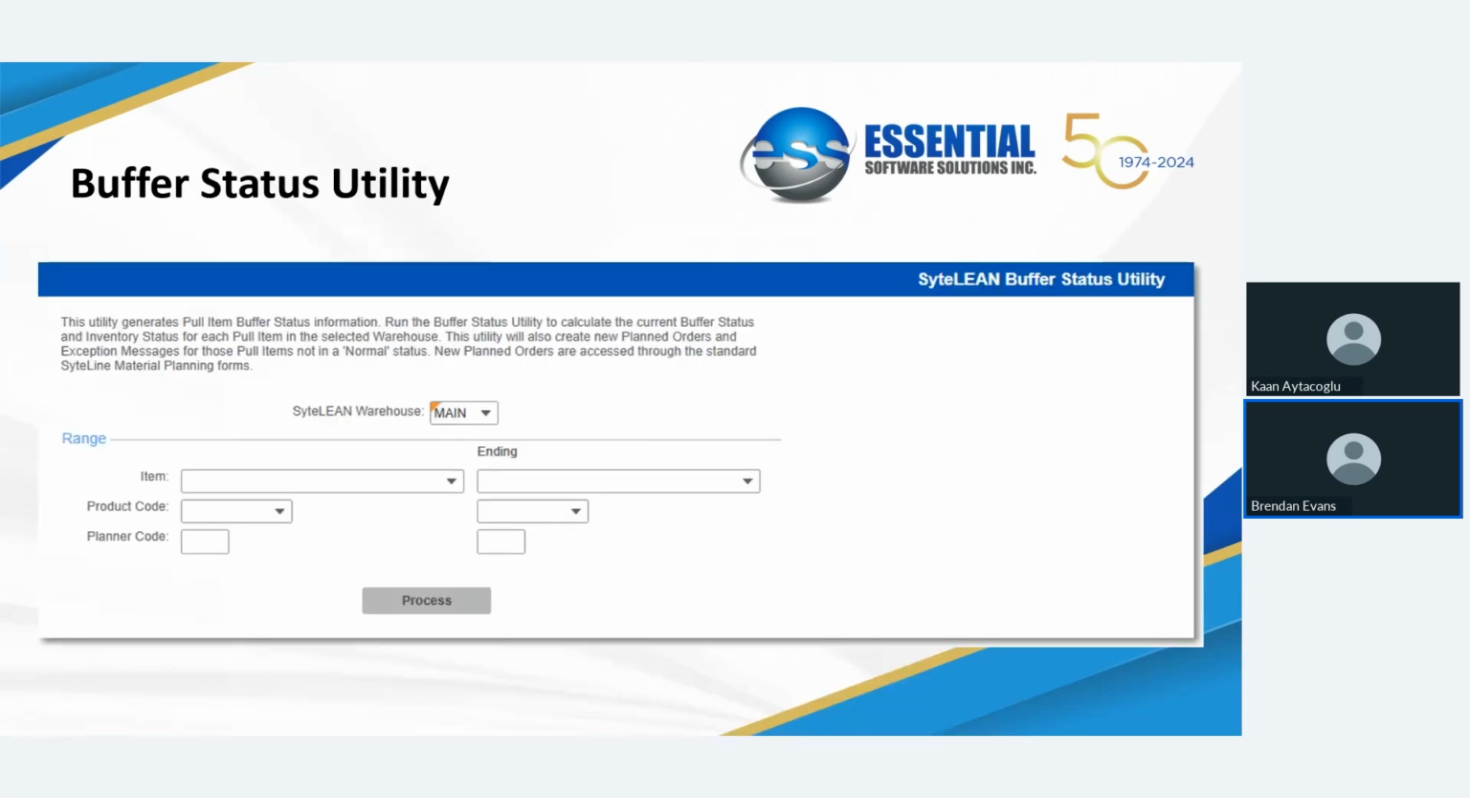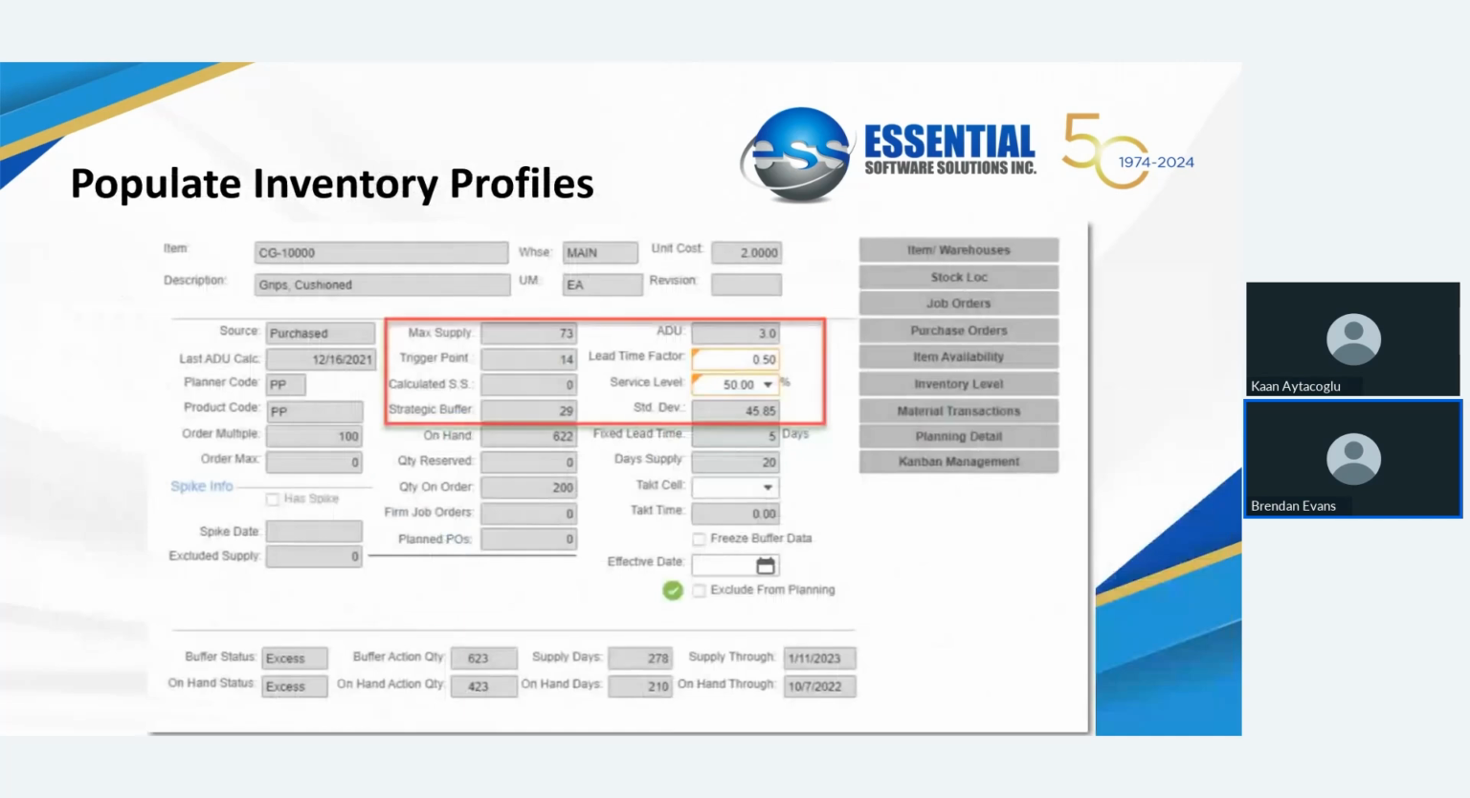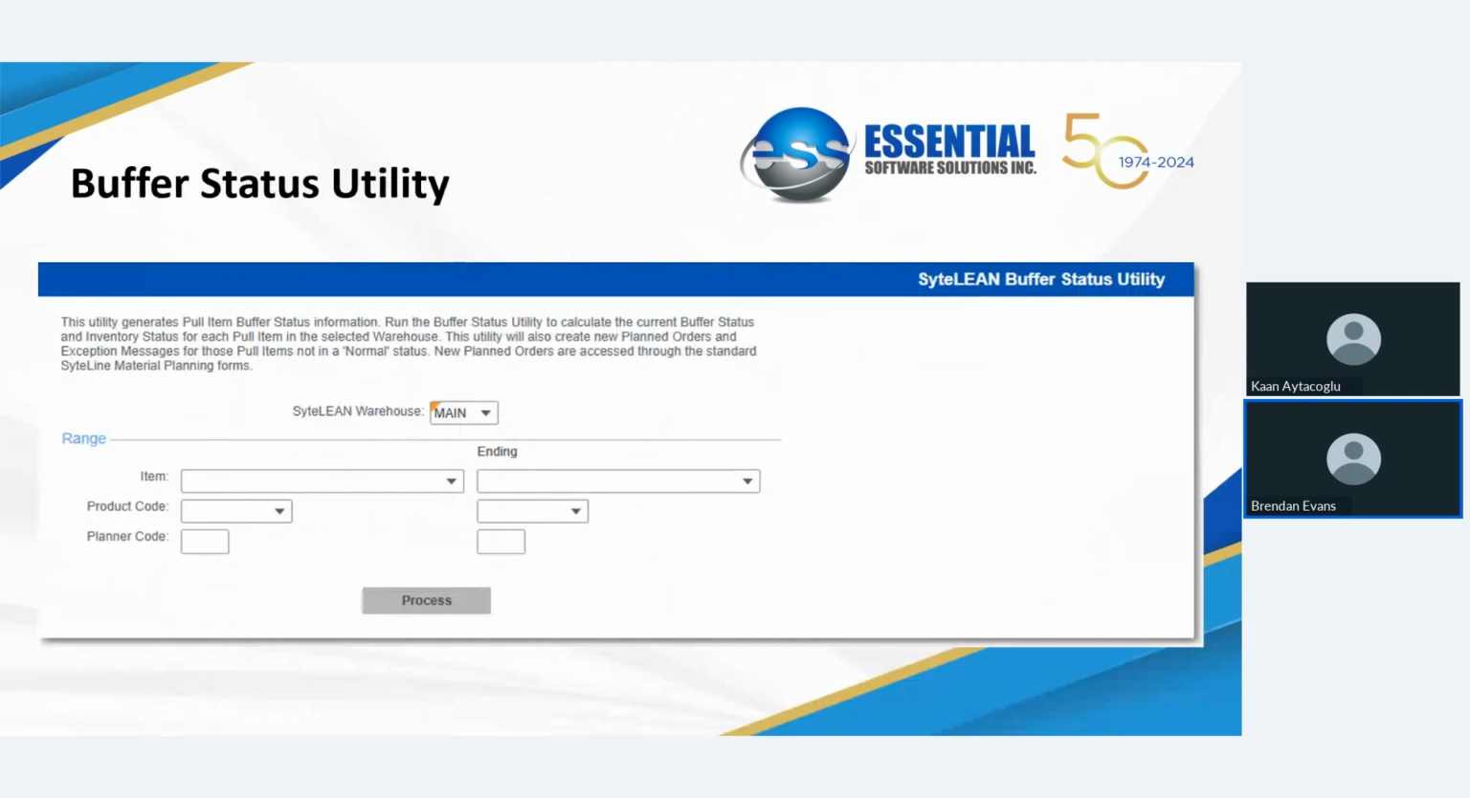All right. So the last step in initializing SyteLean, setting it up for usage, is to run the buffer status utility. The other utility is called the buffer data utility. That's to populate your inventory profile. This utility is the buffer status utility, and this is what generates replenishment orders. So the buffer status utility will compare the inventory profile against your on-hand and on-order inventory quantities to initiate signals to replenish. As I mentioned before, this utility you always want to run in the background at night after APS or MRP runs, never before.